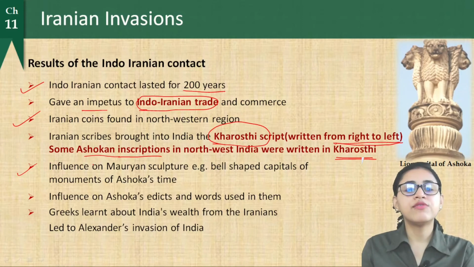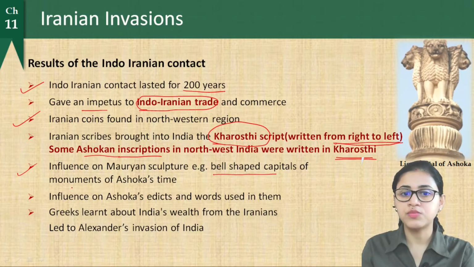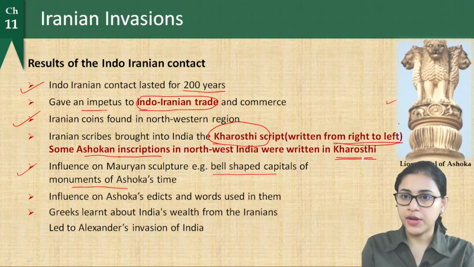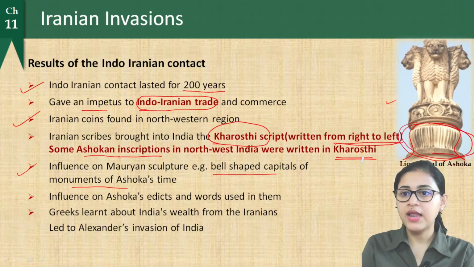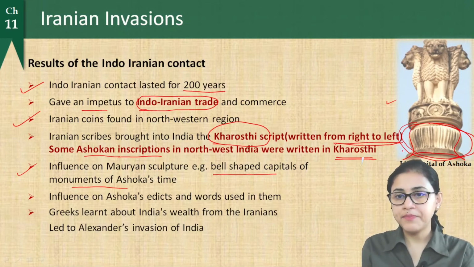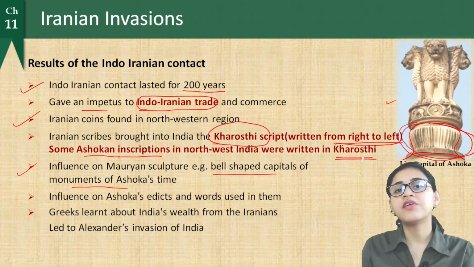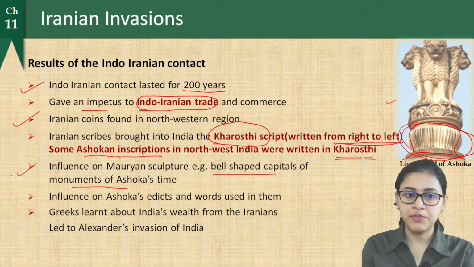Now, the Iranians also influenced the Mauryan sculpture. For example, the bell-shaped capitals of the monuments of Ashoka. If you have a look at the image on the right, this is an image of the lion capital of Ashoka from Sarnath. This portion on top of the column is called the capital. It has the shape of an inverted bell and is made of inverted lotus petals. This bell-shaped capital is influenced from some Iranian models, so an example of the influence of Iranian on Indian sculpture.